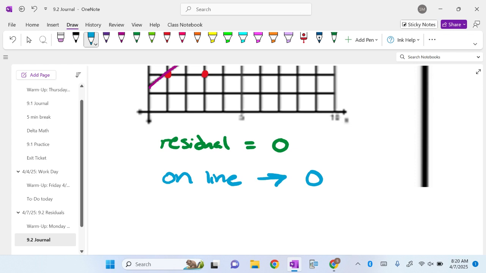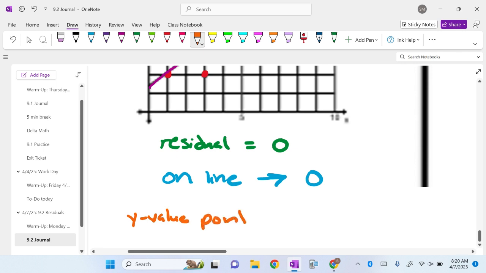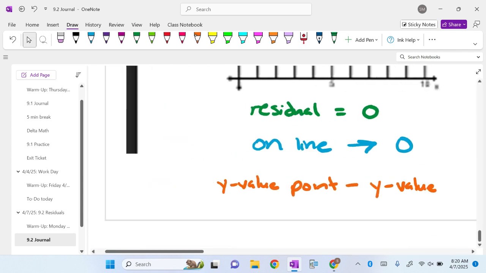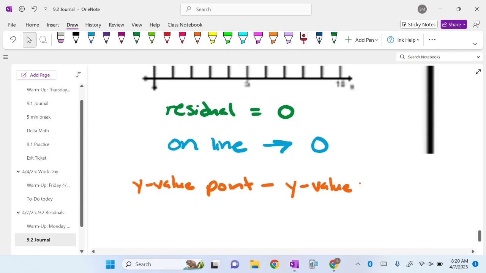Now, if we wanted to find it by hand, here's the formula. You would do the y value of the point minus the y value of the line. And that should give you your residual. So that equals your residual.